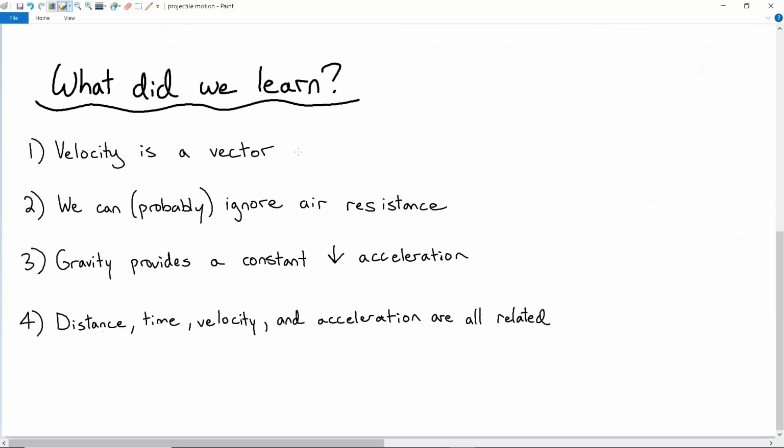We learned that velocity is a vector, and it can be broken down into its horizontal component and vertical component. We can probably ignore air resistance or any kind of friction unless otherwise stated in the question. Gravity is going to provide a constant downward acceleration, and we're going to represent that with a value of negative 9.8 meters per second squared. And finally, as seen in our kinematics equations, distance, time, velocity, and acceleration are all related.